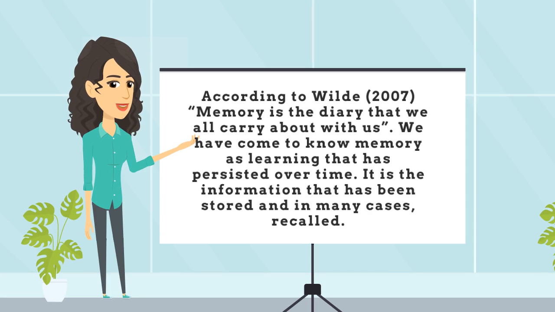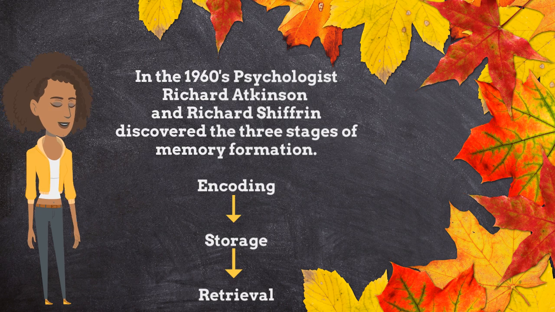According to Wild in 2007, memory is a diary that we all carry about with us. We have come to know memory as learning that has persisted over time. It is the information that has been stored and in many cases recalled. In the 1960s, psychologists Richard Atkinson and Richard Shiffrin discovered the 3 stages of memory formation: encoding, storage, retrieval.